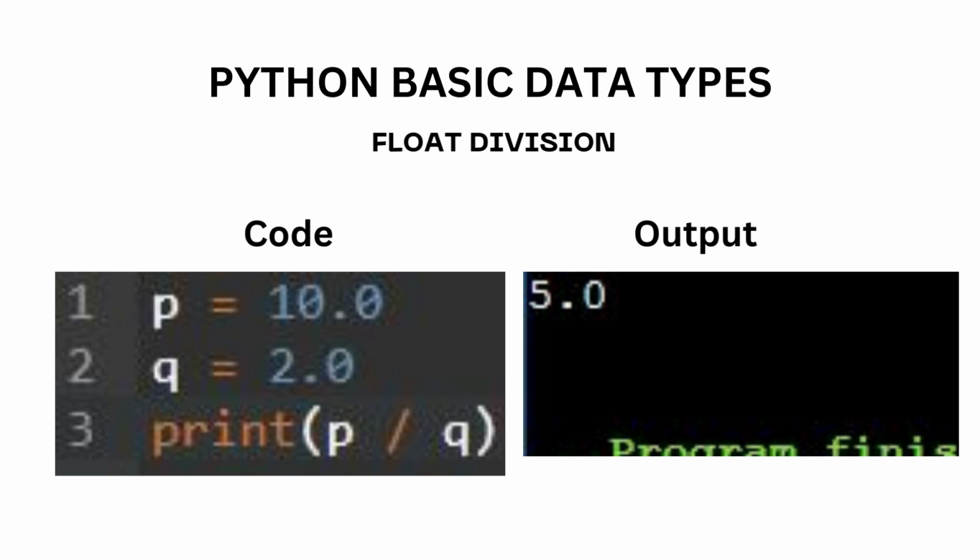Float division. In this example, we first assign the float value 10.0 to the variable p and the float value 2.0 to the variable q. We then print the result of dividing p by q using the division operator. The output will be 5.0, which is the quotient of 10.0 divided by 2.0.